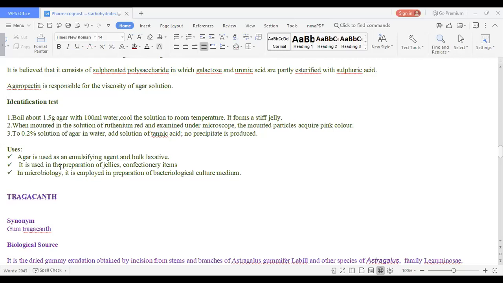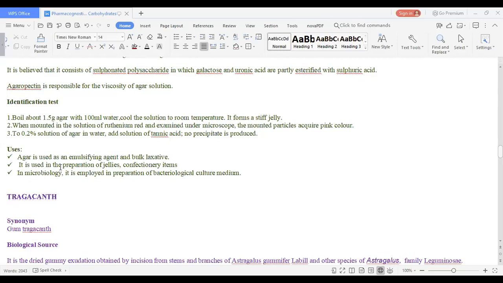Next, coming to its uses. Agar is used as an emulsifying agent and as a bulk laxative. Laxatives are especially useful in treating constipation. The next use is in the preparation of jellies and confectionery items. The confectionery items especially will have sugar and syrupy or honey content. In microbiology, it is employed in the preparation of bacteriological culture medium.